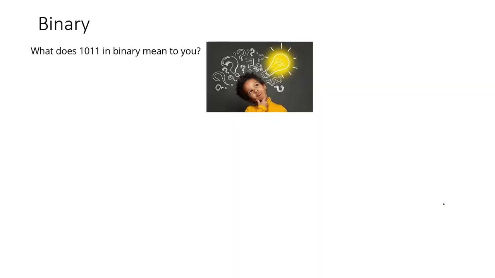So let's say this is the question in front of you. What does 1011 in binary mean to you? Or let's say what does this number mean to you, 1011 in binary. Now you can ask me a question: I can also consider this number in decimal. Perfect. You can consider this number in decimal also, like it's 1011 if I tell it in decimal. But when I say it in binary, what do you understand? That is the most important thing we want to understand today, right?